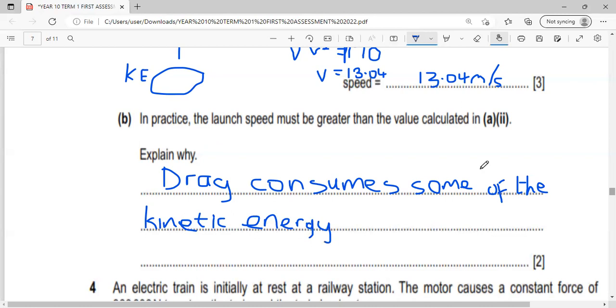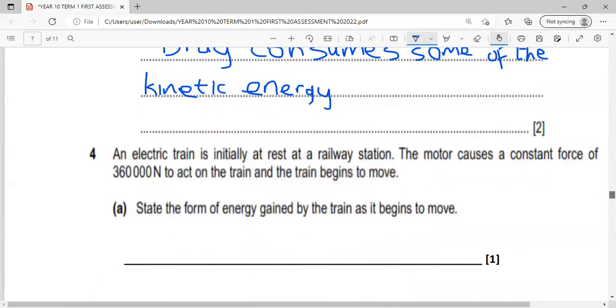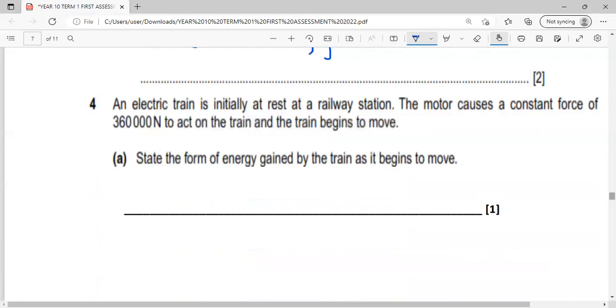It won't be exactly the same question, of course, but your questions will come in this manner. Let's take another question. An electric train is initially at rest at a railway station. The motor causes a constant force of 360,000 Newton to act on the train, and the train begins to move. State the form of energy gained by the train as it begins to move.